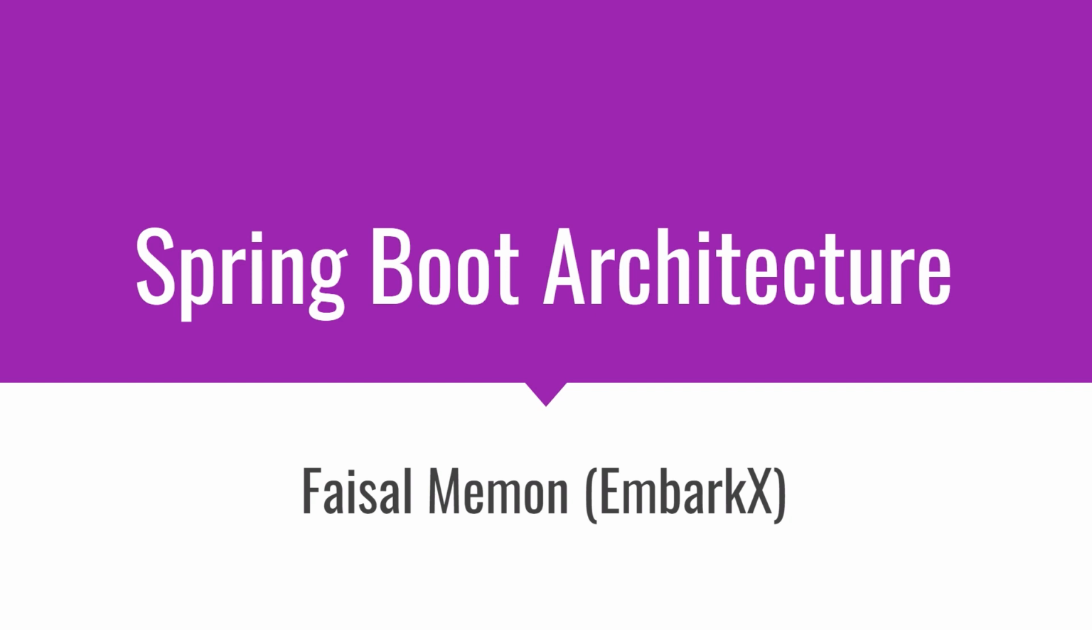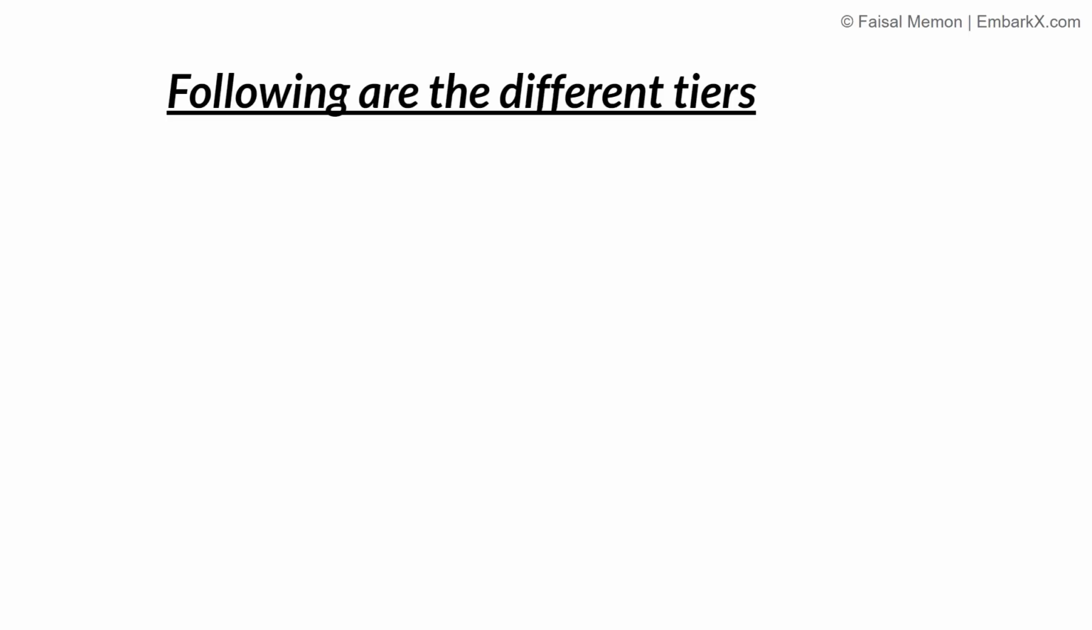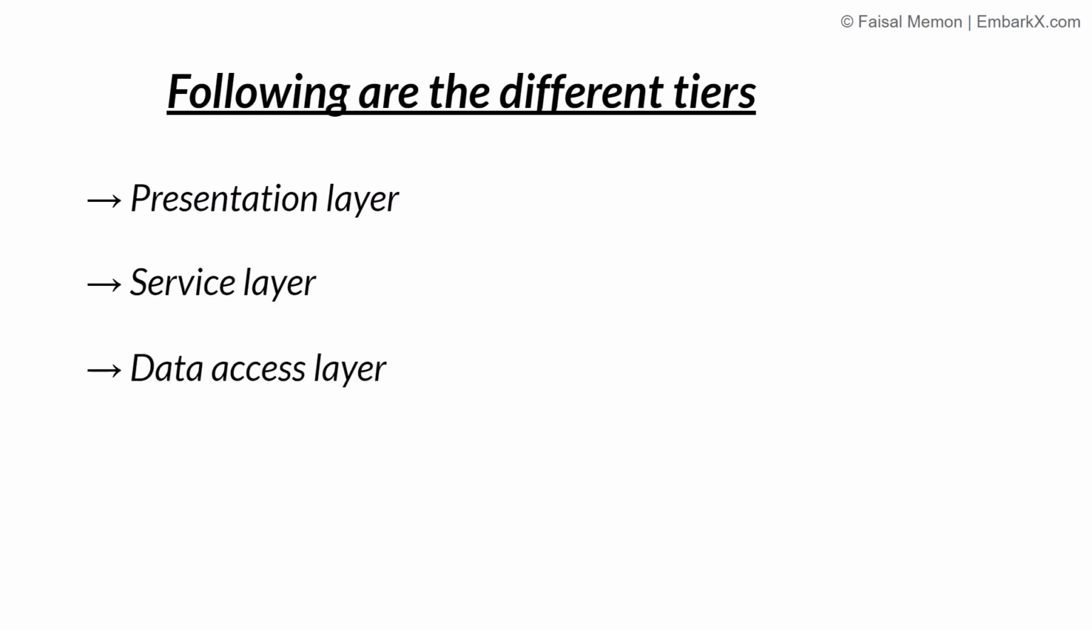Let's talk about Spring Boot architecture. Spring Boot has a layered architecture wherein one layer will communicate with the other layer. There are a few layers or tiers that exist in a typical Spring Boot web application. Following are the different tiers: we have the presentation layer, the service layer, and then the data access layer.